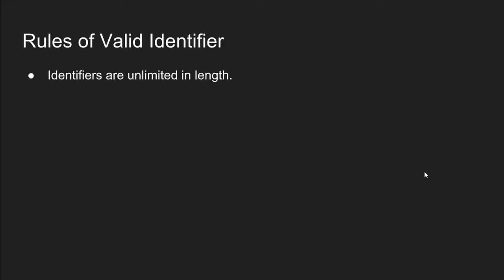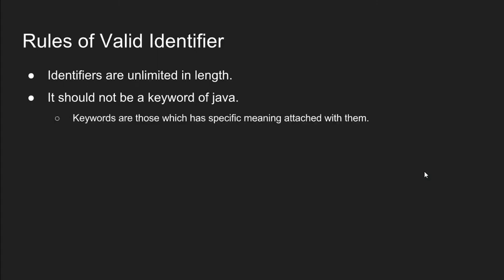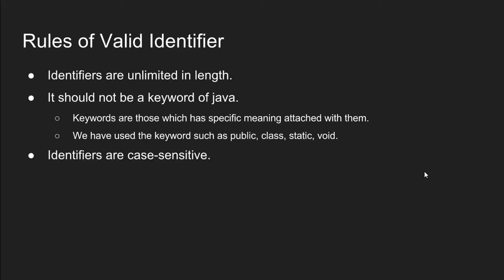Fifth one is that identifiers are unlimited in length. Sixth one enforces that it should not be a keyword of Java. Keywords are those which have a specific meaning attached to them. We have used keywords such as public, class, static, void in the Hello World program. Seventh one is that identifiers are case sensitive, which indicates that small java and capital Java are not the same and are treated as different identifiers.